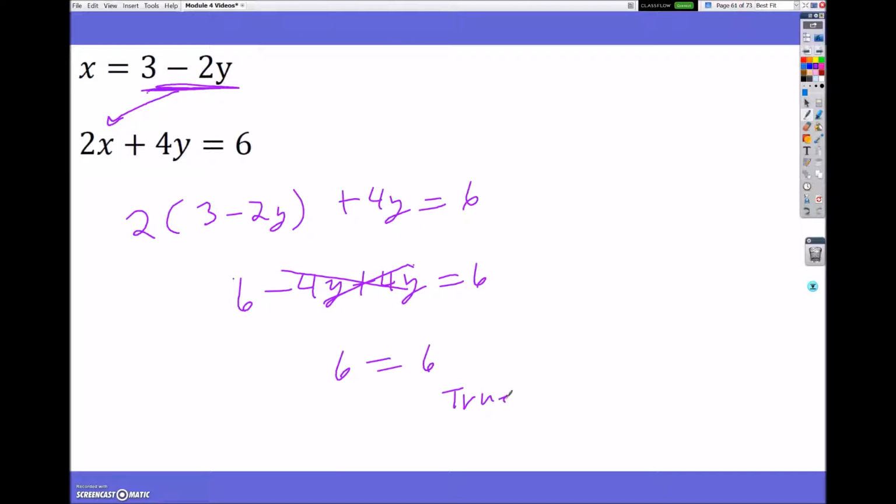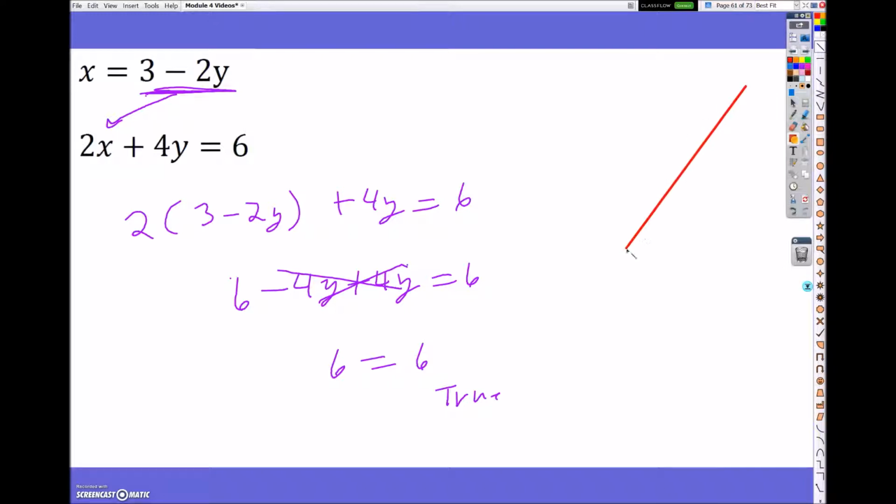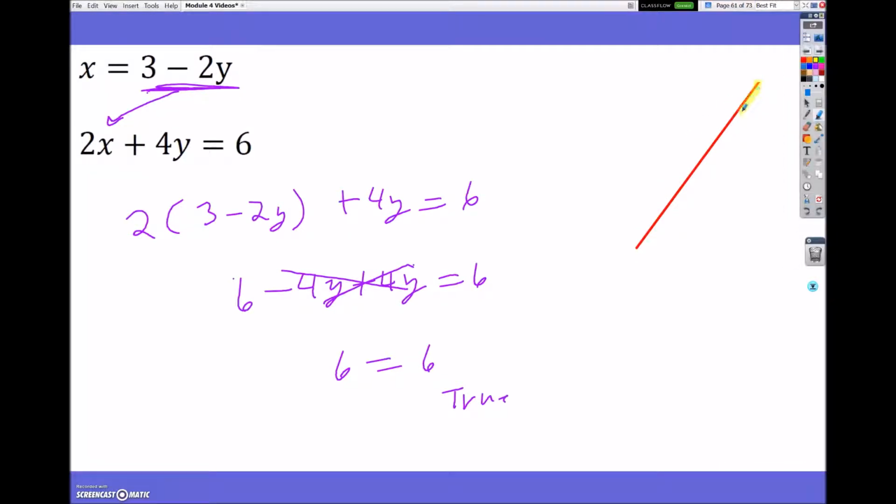When it's a true statement like this, your final solution will be infinitely many solutions. Remember, what does that look like graphically? That means you're going to have two lines where the graph is right on top of each other. So it would be that red line and the yellow line, so they're the same exact line.